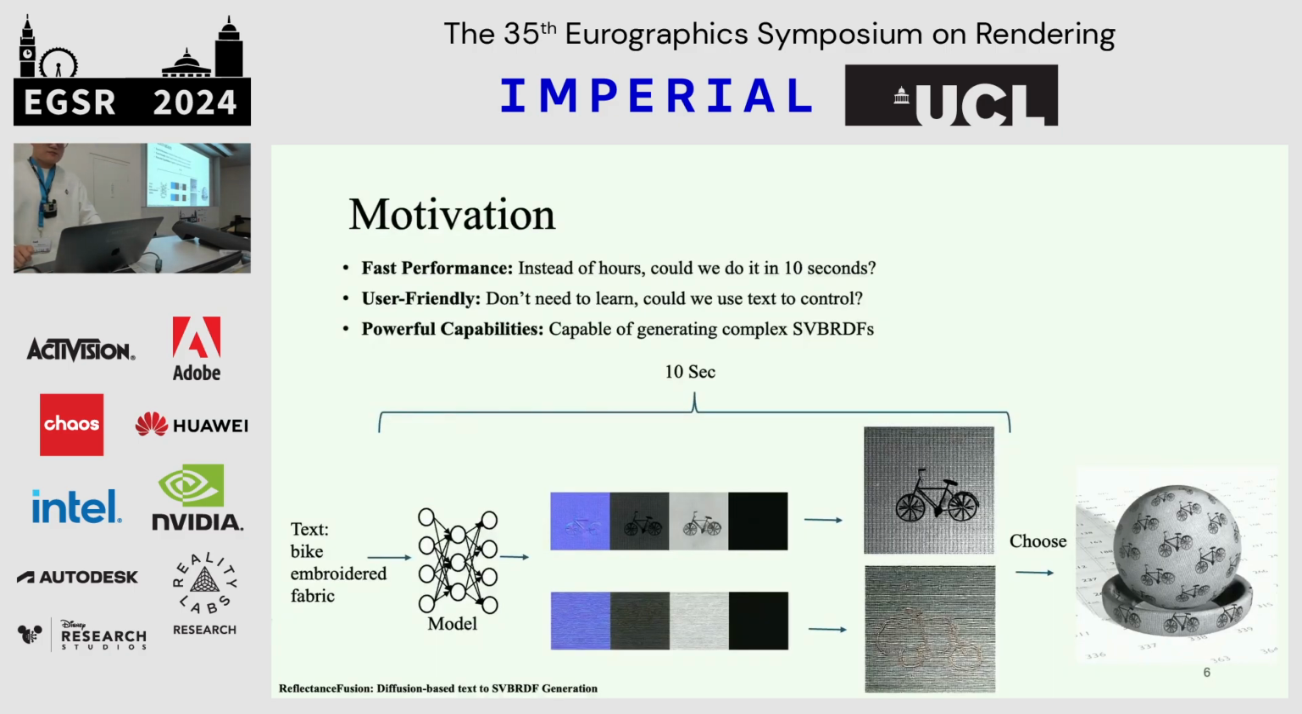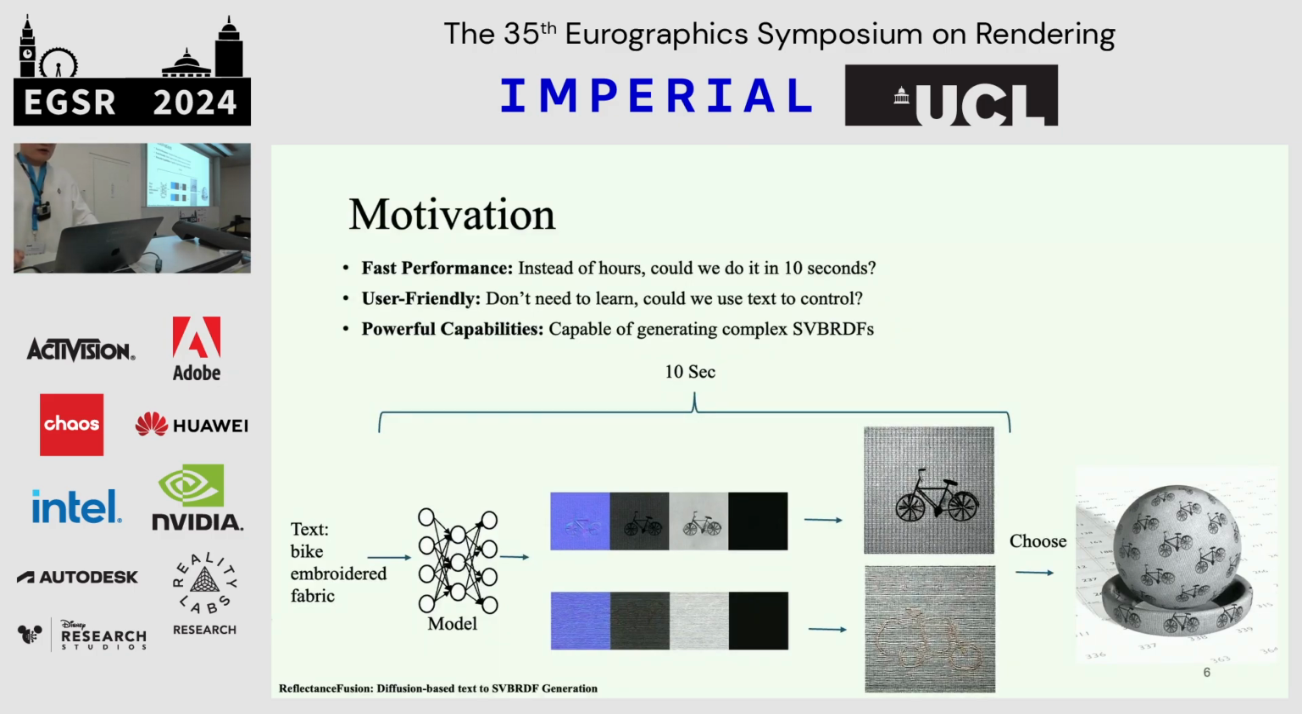Based on the previous research gaps, we propose our motivations here. First, we want a fast system. Instead of spending hours collecting or sampling the data, could we do it in 10 seconds? And user-friendly: you don't want to learn this complex software, so could we use text-controlled generation? And also the powerful capability of generating complex SVBRDFs.